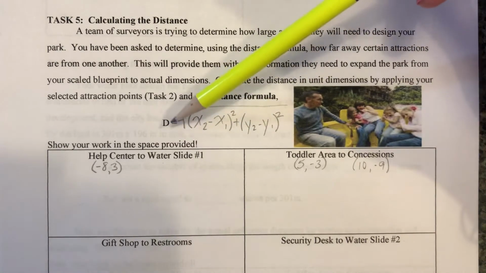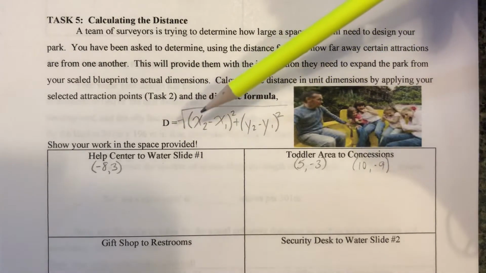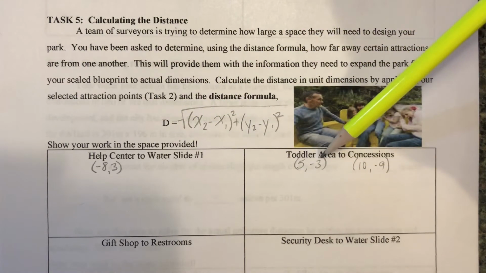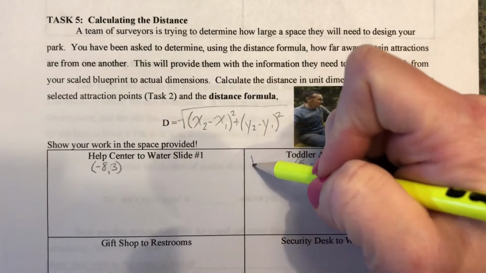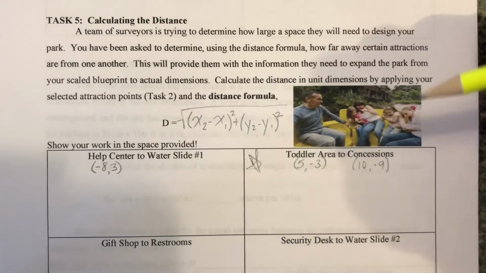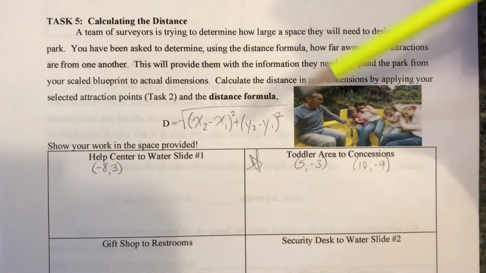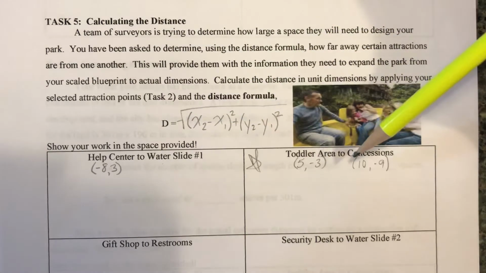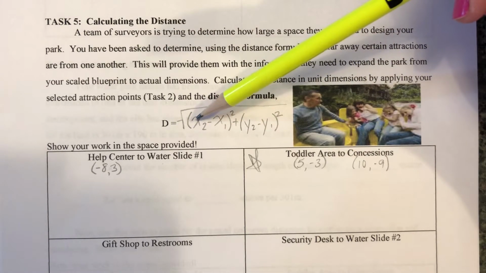The distance formula is the square root of, you're taking the two ordered pairs. We're going to focus here on the toddler area and concessions, because those are the two points we've been focusing on with the other tasks. If I look at the distance from the two ordered pairs for the toddler area to concessions, I would be using the x values.